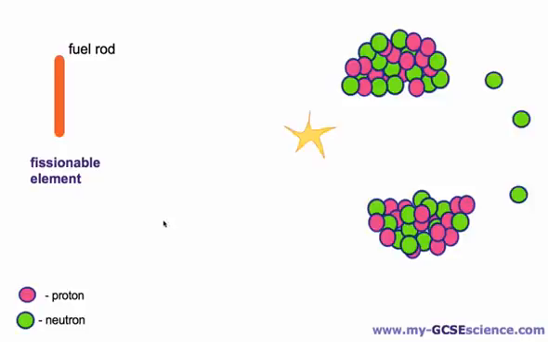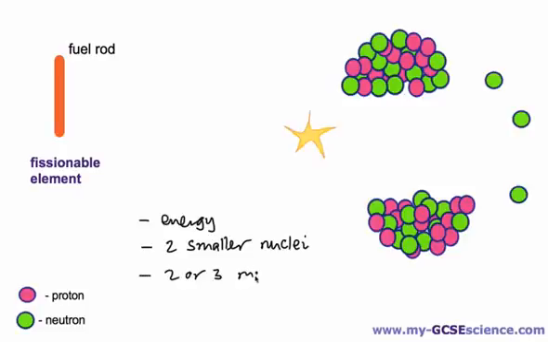Okay, so those points are very important. We have the release of energy, we have 2 smaller nuclei, and you don't need to worry about the names of which nuclei they are, and we have 2 or 3 more neutrons released. And those neutrons can then go off and actually do the same thing as our initial neutron did in our diagram. They can go off and split further nuclei.